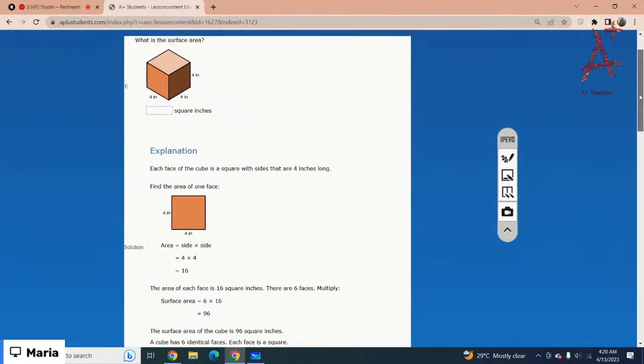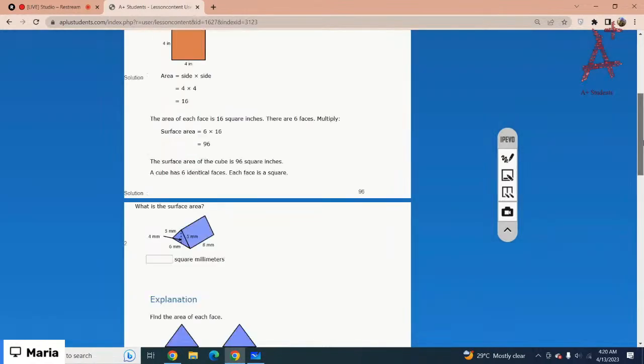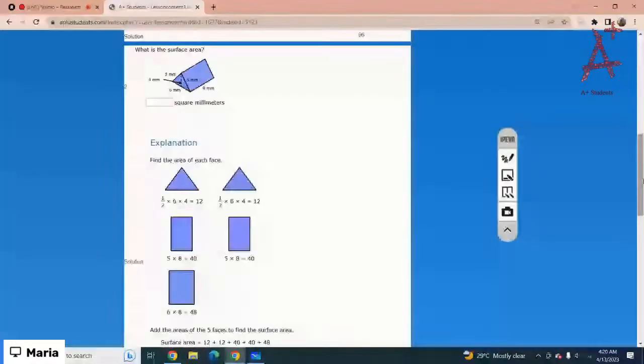Okay, the next example is, what is the surface area? You are given a triangular prism. You have to calculate the surface area of the triangular prism. So like I explained, it has 5 faces. So you have to calculate the area of the 5 faces and then you have to add them. Got it?